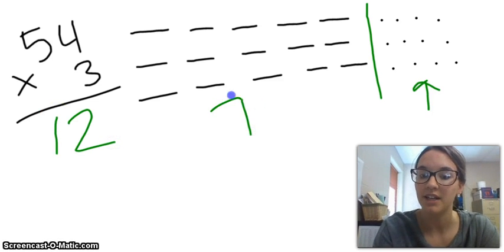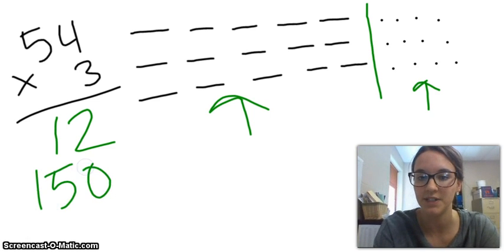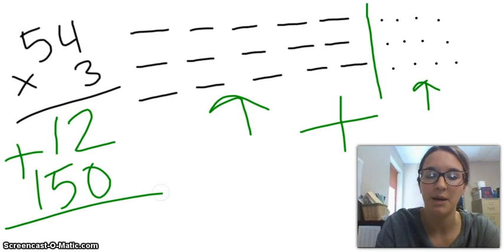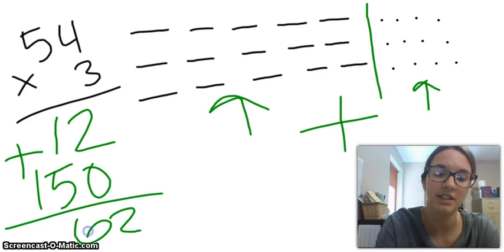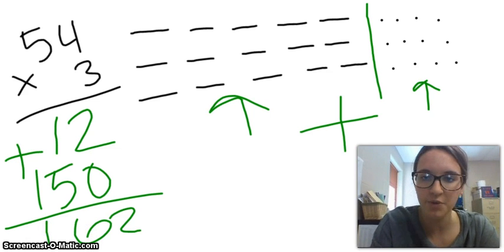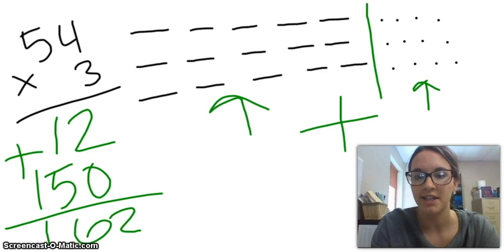And then I'm going to look at my tens. I have 5 tens 3 times. 5 tens 3 times is 15 tens. 15 tens is the same as 150. Now that I have both of my partial products, I can add those two together to come up with my whole product. So 2 and 0 is 2, 1 and 5 is 6, 1 and nothing is 1. So hopefully you understand how to break apart arrays into tens and ones.